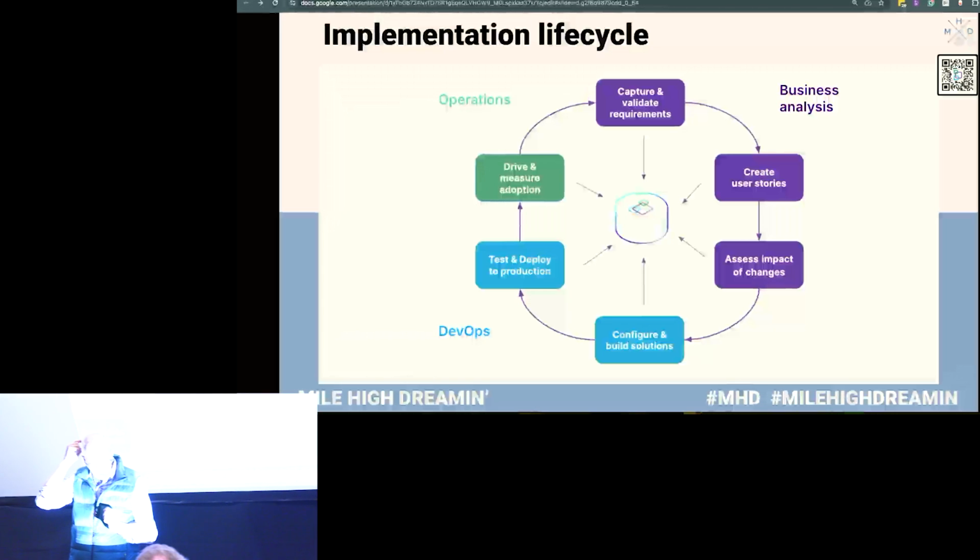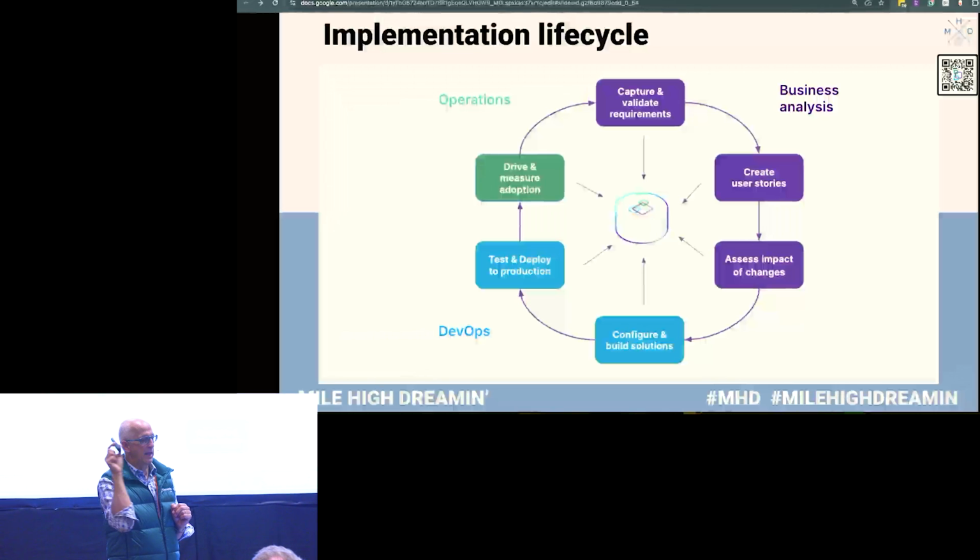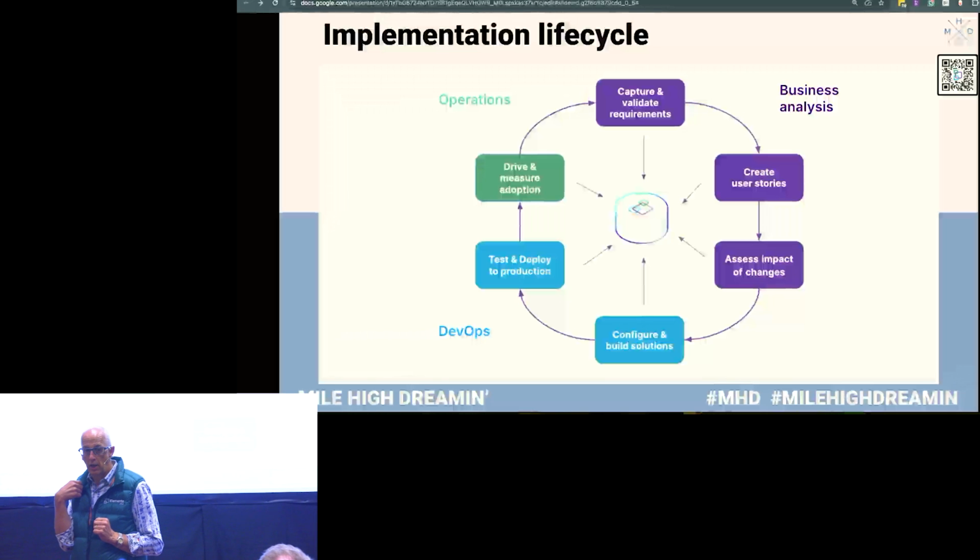Internally, we implemented, I kind of need to get the numbers right, 377 releases this year in a calendar year inside our own org. How many rollbacks?